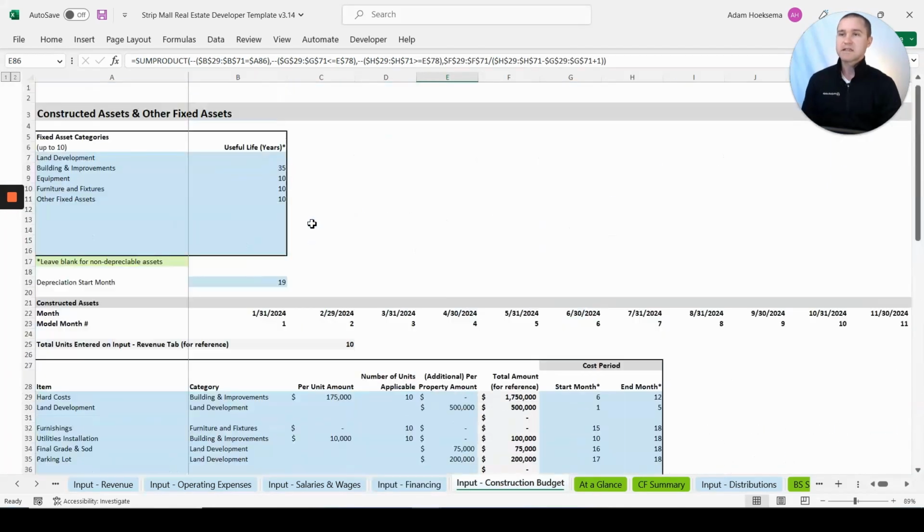So let's get to the construction budget, because now that we've kind of got the financing figured out, we need to figure out, can we actually build the property that we're planning to build here with that budget? Can we come in on budget?